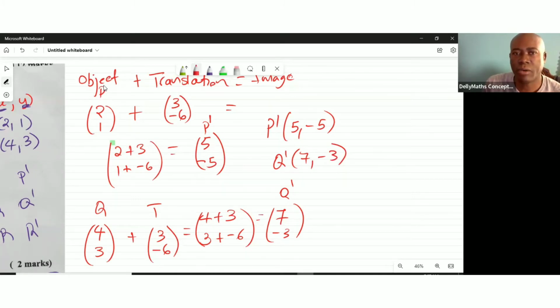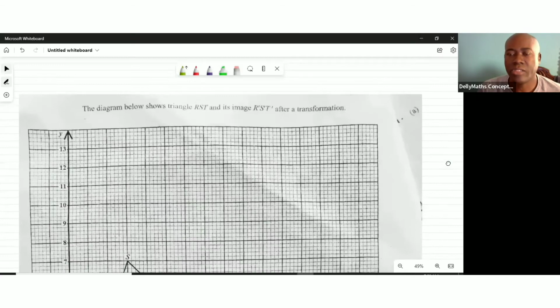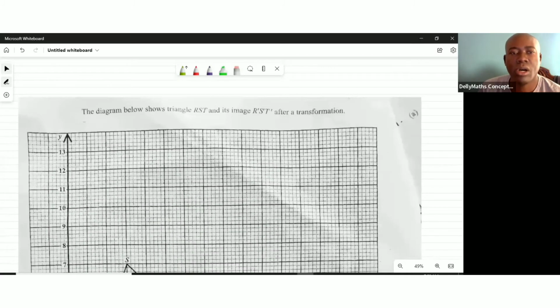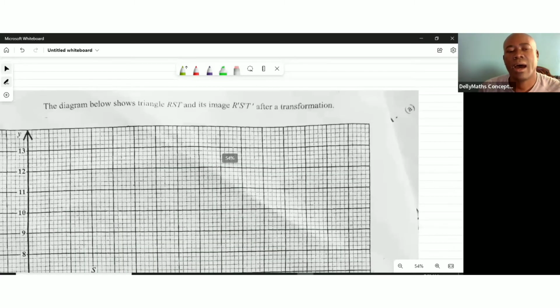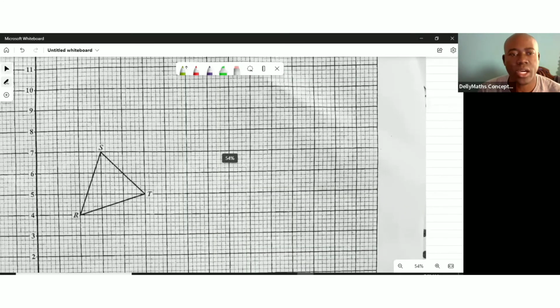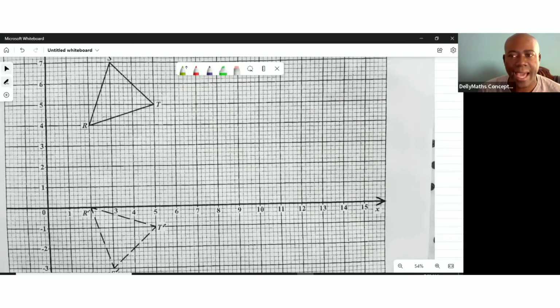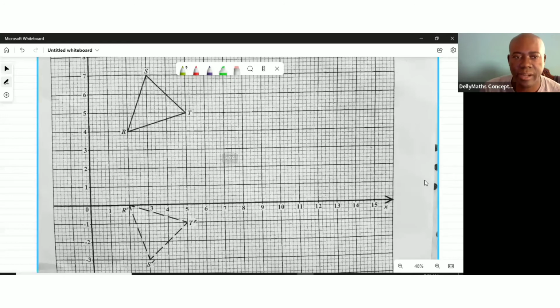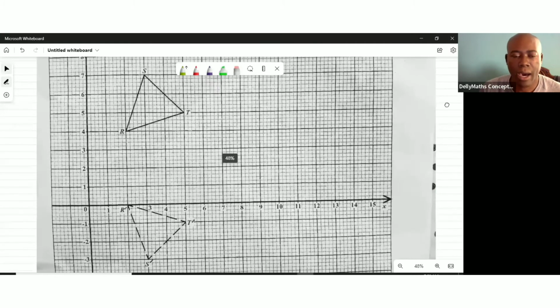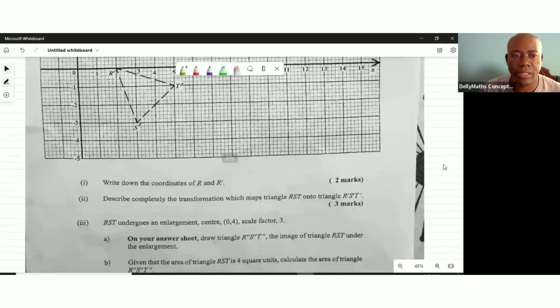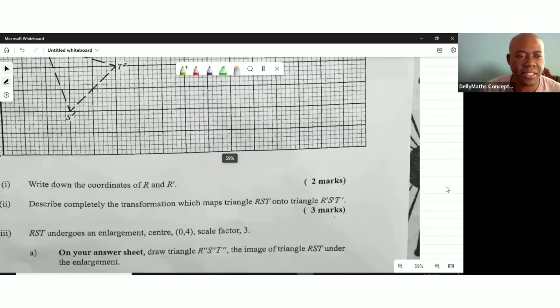Let's focus on the other question. Another question, another transformation question. It says the diagram below shows the triangle RST and its image R prime, S prime, T prime after a transformation. All right, so we're looking at the transformation there already. Let's see what the first question says.